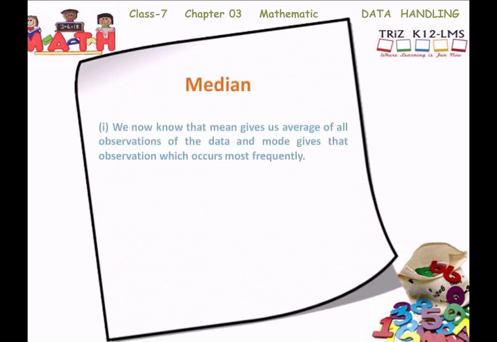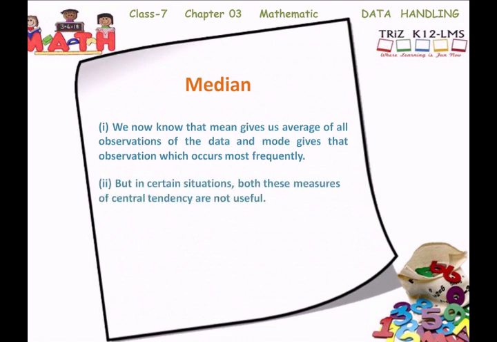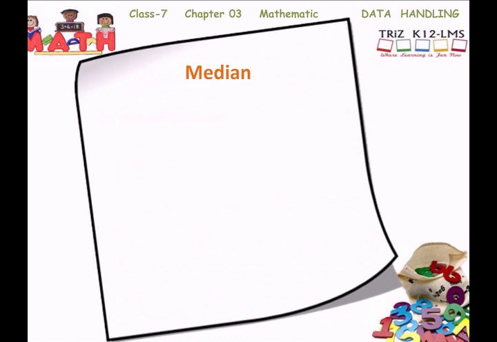Median. We now know that mean gives us average of all observations of the data and mode gives that observation which occurs most frequently. But in certain situations, both these measures of central tendency are not useful. For such situations, we need to find out the median. Now, what is median?